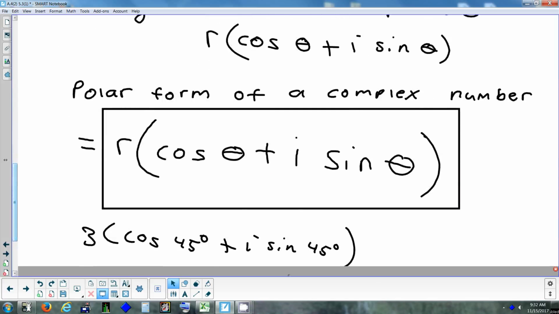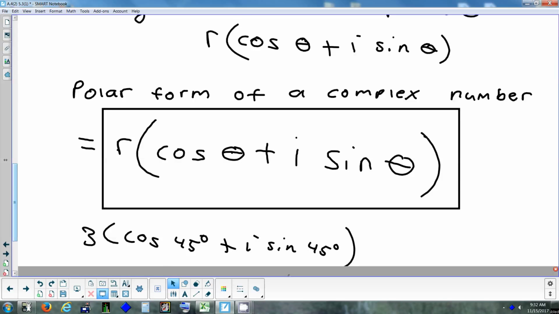If you took the cosine of 45 on your calculator and multiplied the 3 out, that would convert it back to what you started with. We don't want to do that, so we just leave it like that. There are 2 things we need to find to write this in polar. You need to know your r and your theta.